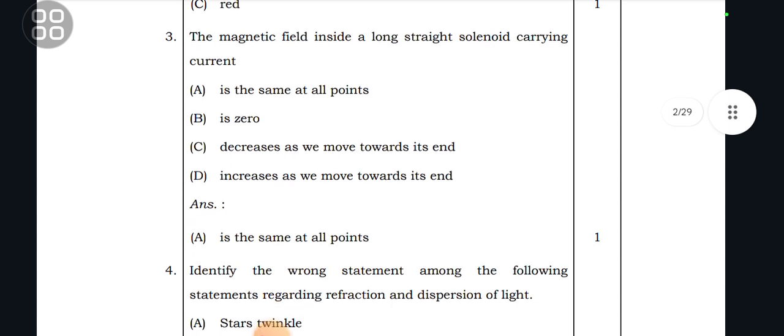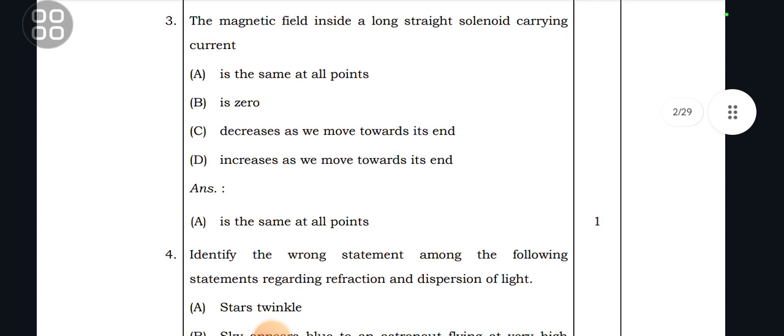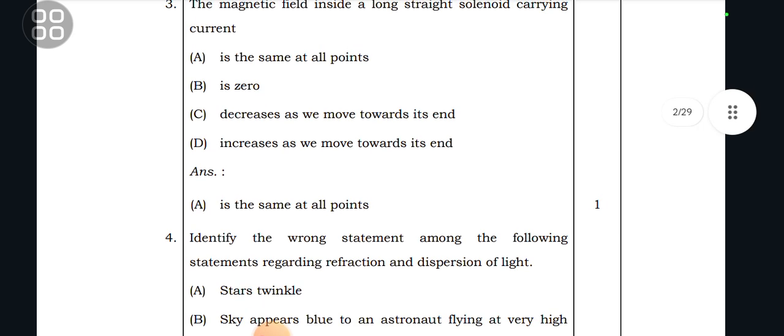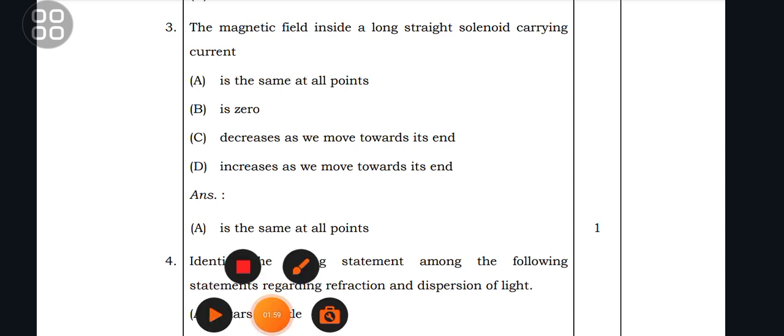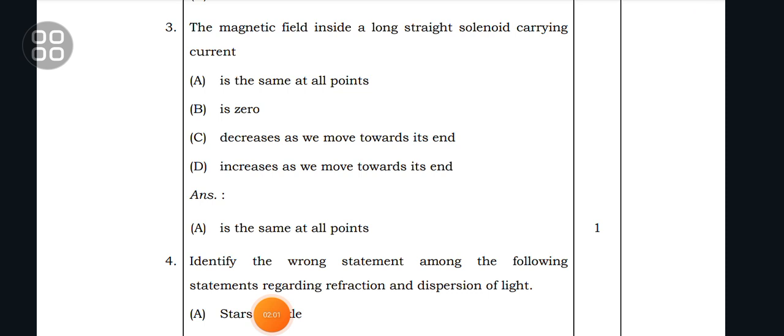Coming to the third question, the magnetic field inside a long straight solenoid carrying current. They have given 4 options, and option E is correct, the field is the same at all points. The magnetic field is uniformly distributed in the solenoid, so the answer is correct, it is the same at all points.